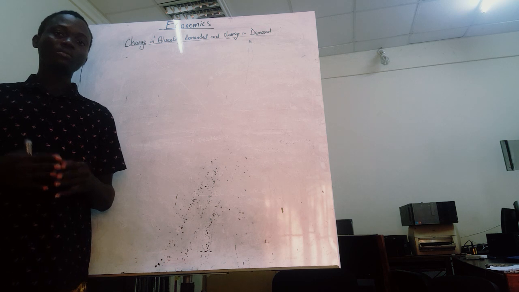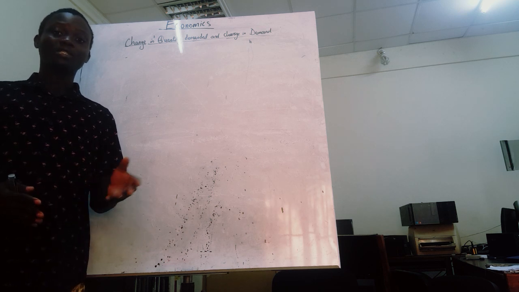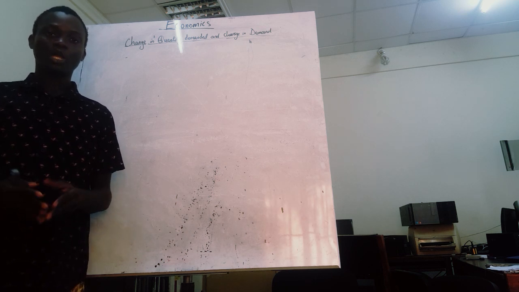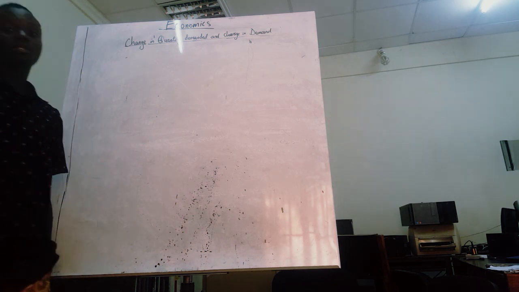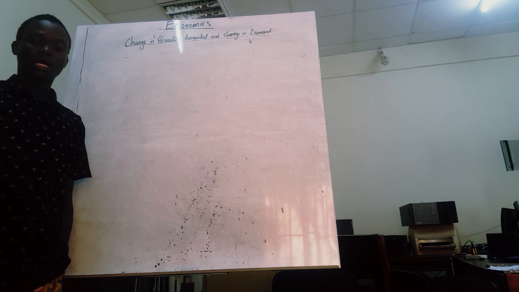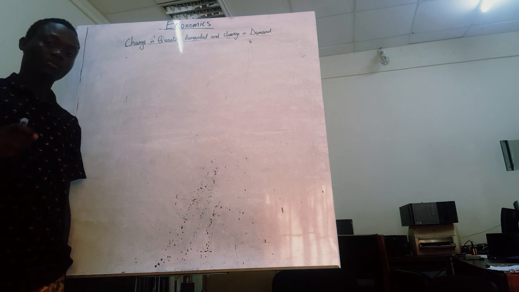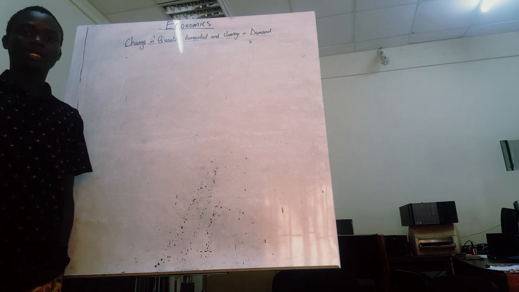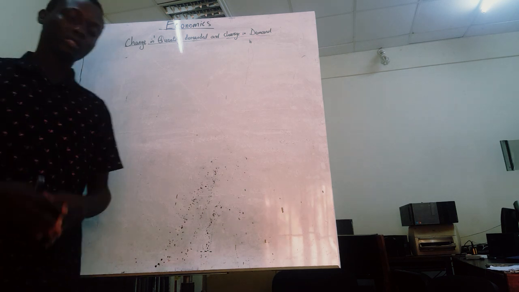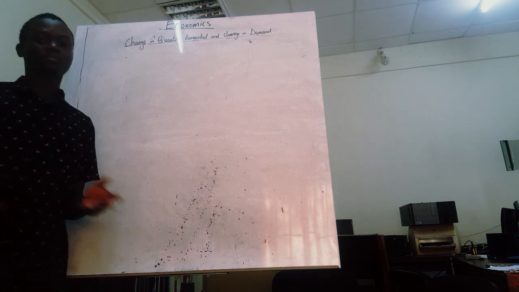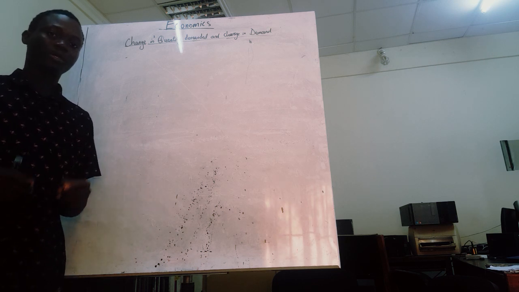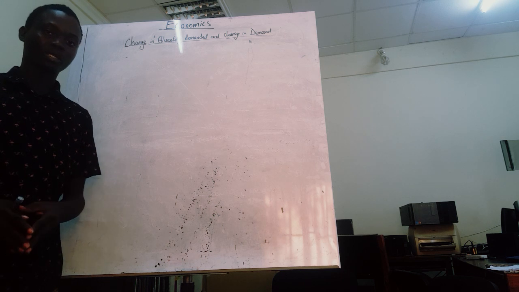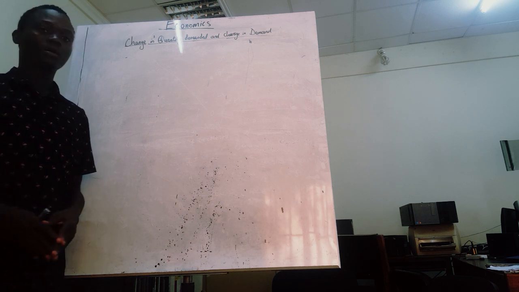Now, the law of demand states that an increase in the price of a commodity, other things being equal, is going to lead to a reduction in the quantity demanded of that commodity. Let me state it again. The law of demand states that an increase in the price of a commodity is going to lead to a decrease in the quantity demanded of that commodity, and vice versa, which simply means the other way around. Other things being equal. That is very important. Other things being equal.